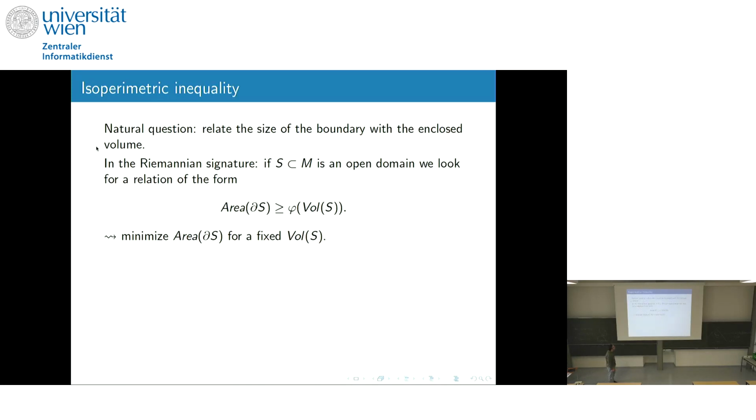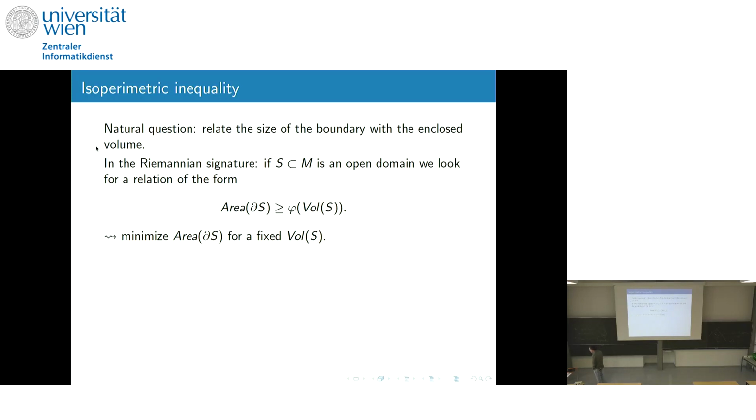Okay, so now let's arrive at the new contributions that I want to present. The question that we tried to address was to find an analogy with the classical isoperimetric inequality that you have in the Riemannian signature.